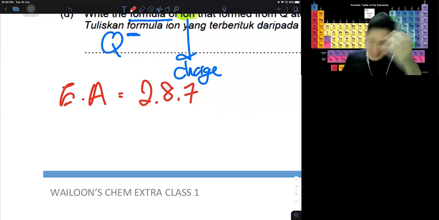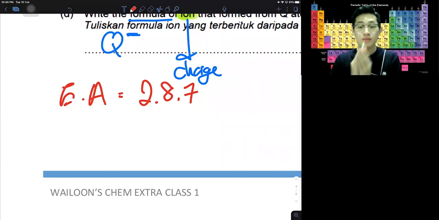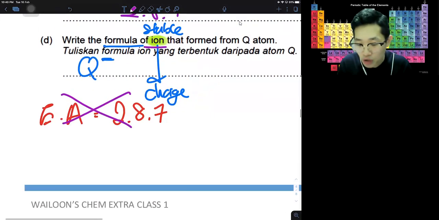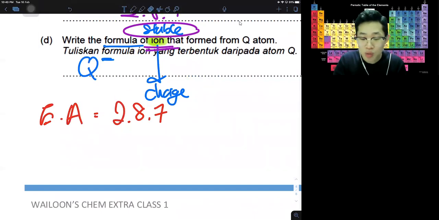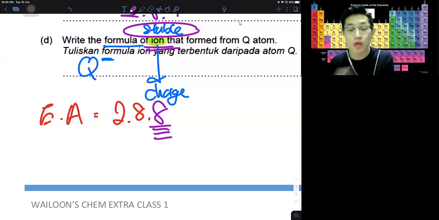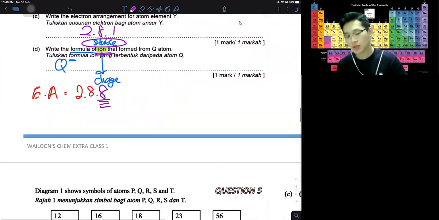You don't use 287. Guys, please. No. If they say ion, remember, stable. So the answer should be 288 instead of 287. Remember, ion supposed to be stable already. Don't lose your mark here. Next.